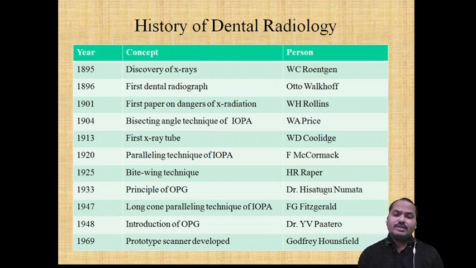And then going to extraoral radiography, the principle of OPG was given by Dr. Numata in 1933, and the OPG was jointly given by Paatero along with Numata and its principles also in 1948. The technique with the long cone was given by Fitzgerald in 1947, and the prototype scanner of computed tomography was developed by Godfrey Hounsfield in the year 1969.